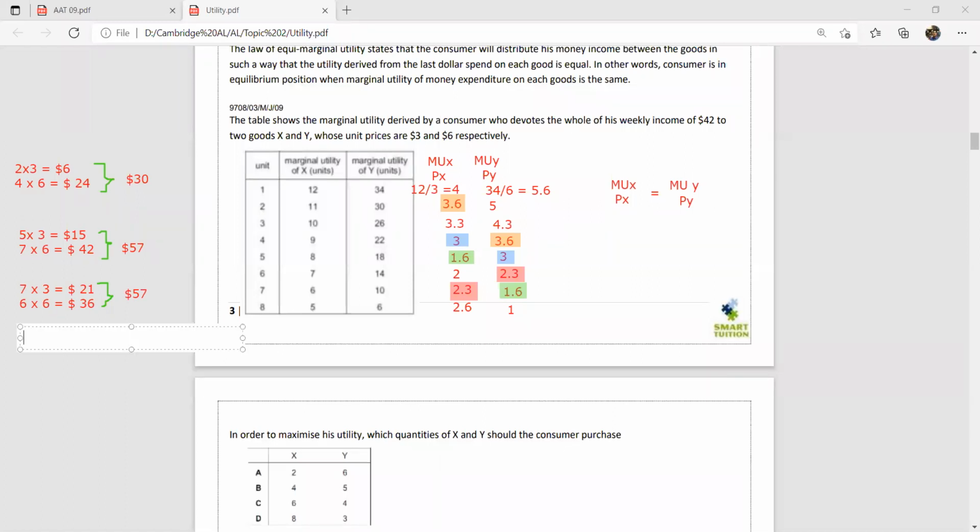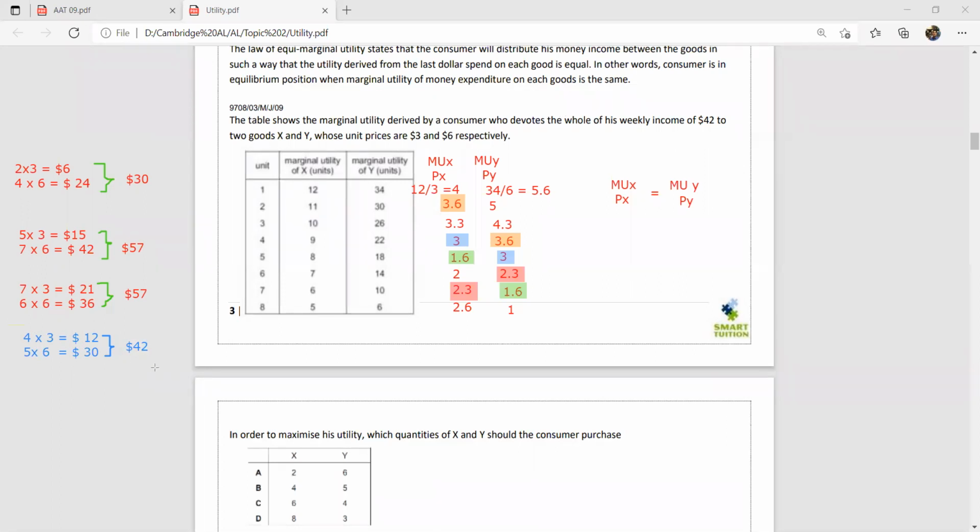4 units of X multiplied by $3, 12. 5 units of Y, it is 30. Then the total in here, 42. Right. So the consumer now has such an equilibrium position.